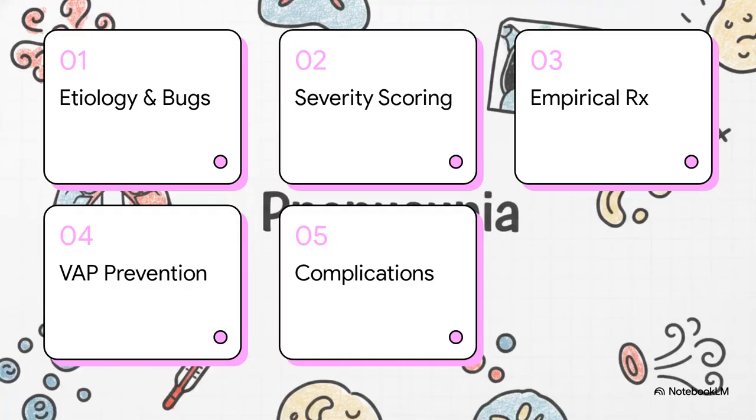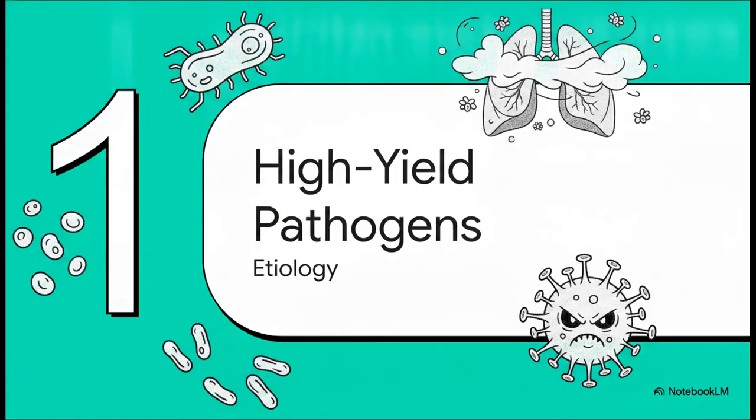Here's our game plan for today. We'll hit etiology and high-yield bugs, move into severity scoring, talk through empirical treatments, cover VAP prevention, and finally, wrap things up with complications and pathology. All right, let's jump right into Section 1, Identifying High-Yield Pathogens.